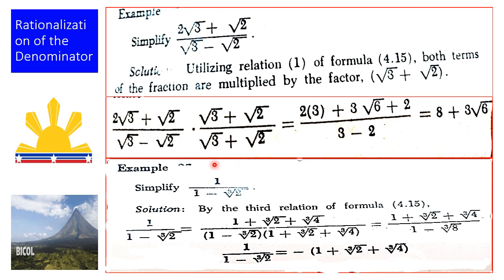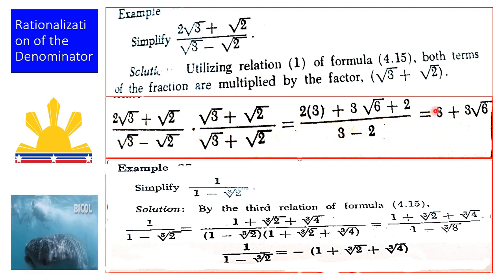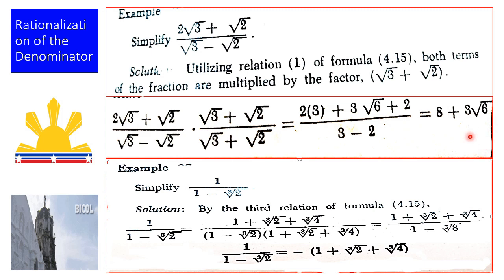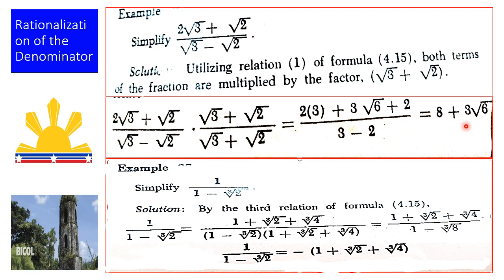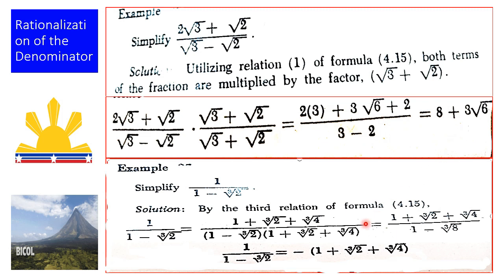Tapos, difference of 2 squares, square root of 9 will be 3 minus square root of 2 squared, 2. Therefore, the answer is, this will be 6 plus 2, 8 plus 3 square root of 6. Okay, so that will be the answer. Ngayon, tatanungin mo, saan napapunta to? 1 na lang po yun, kaya hindi na po natin sinasama yung over 1.